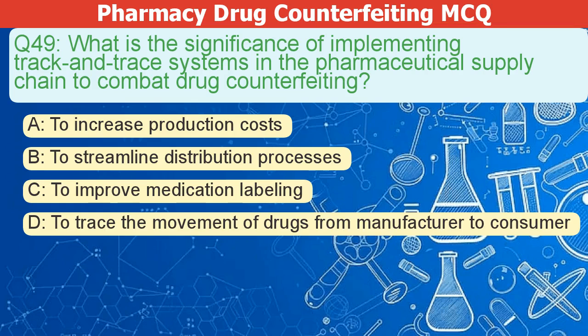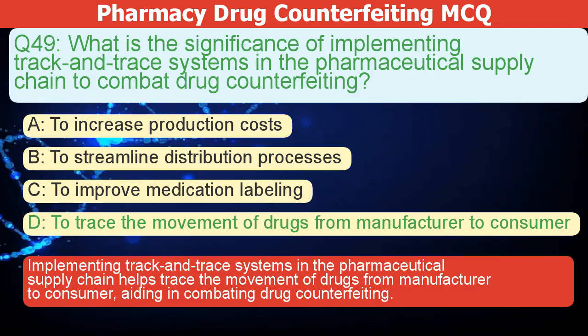What is the significance of using track and trace systems in the pharmaceutical supply chain to fight fake drugs? A. To increase production costs. B. To streamline distribution processes. C. To improve medication labeling. D. To trace the movement of drugs from manufacturer to consumer. The correct answer is D. Implementing track and trace systems in the pharmaceutical supply chain helps trace the movement of drugs from manufacturer to consumer, aiding in combating drug counterfeiting.